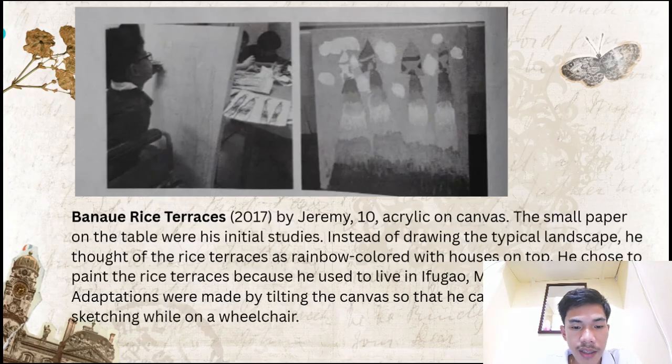So instead of painting the usual appearance of the Banawe rice terraces, he imagined them in a rainbow color with houses on the top, making his artwork unique and creative. So his inspiration also comes from personal experience because he once lived in Ifugao, where the Banawe rice terraces are located.